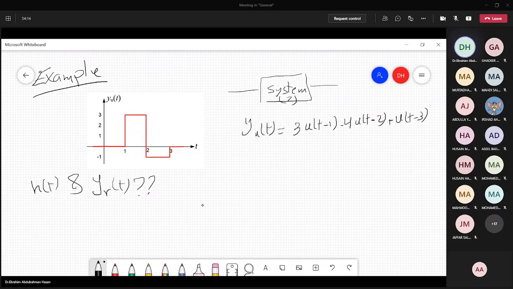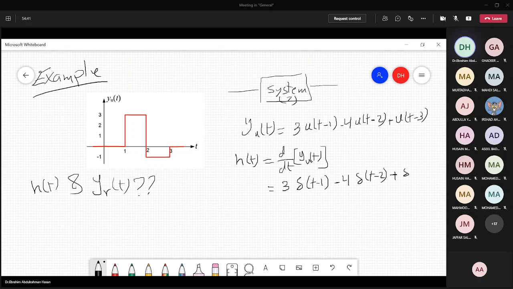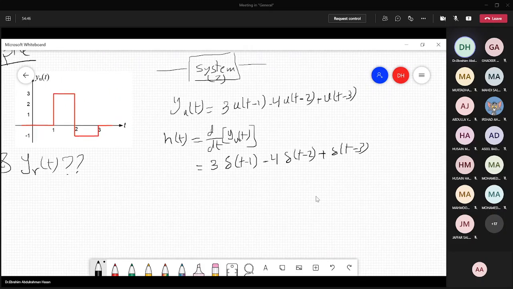Okay, what is h of t? H of t, as we said, is just the derivative d by dt of y u of t. So the derivative of this one is directly equal to 3 delta of t minus 1, minus 4 delta of t minus 2, plus delta of t minus 3. So please just sketch it, okay? Just sketch it because we did it before many times.